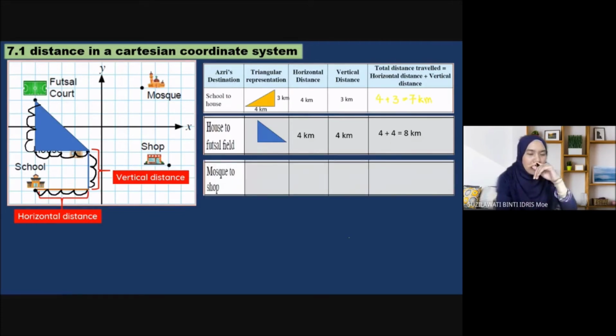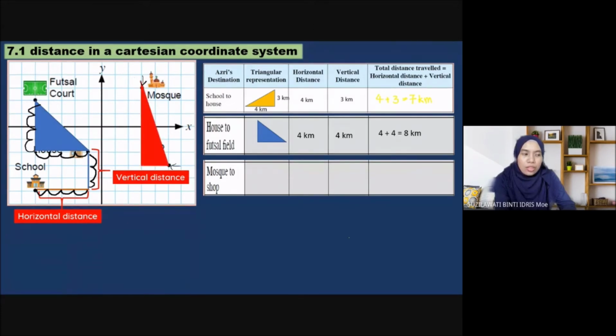Okay, next distance. Apa kita nak tengok seterusnya? Okay, next is from Moss. This is Moss on the top right here, Moss to this shop. You look at the dot there. Dan sini ada dot, sini ada dot. So kita kena buat right angle triangle from the dot lah. Okay, we draw a right angle triangle.